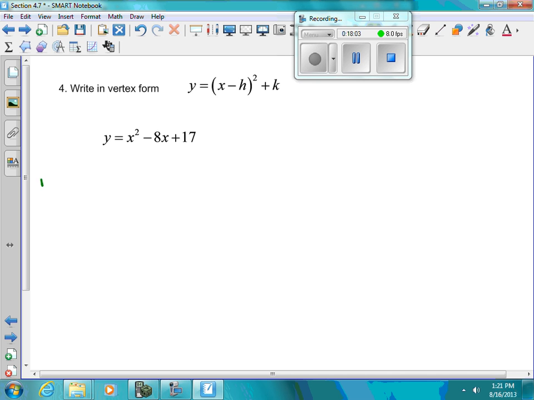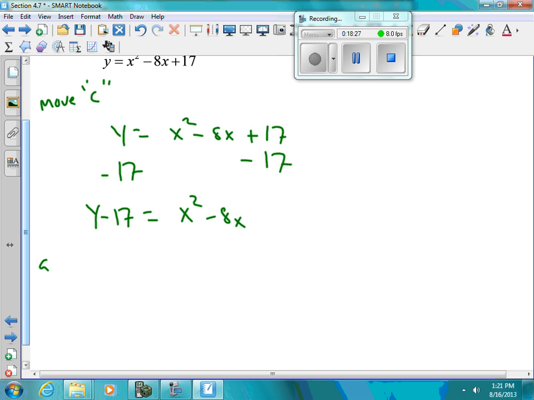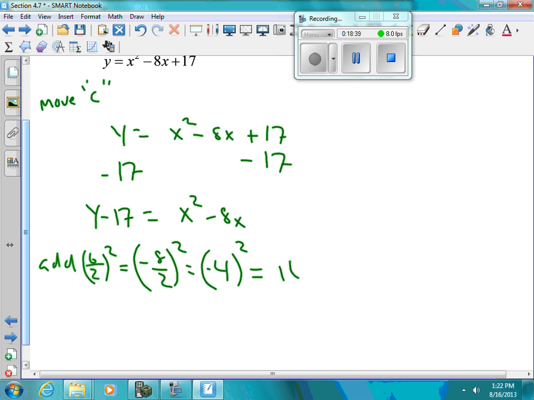So first thing is, let's move c. So y equals x squared minus 8x plus 17. What is c? c is 17. So y minus 17 equals x squared minus 8x. So now what do we do? Just like we did before, we add b over 2 squared, which is negative 8 over 2, which is negative 4 squared, which is positive 16.